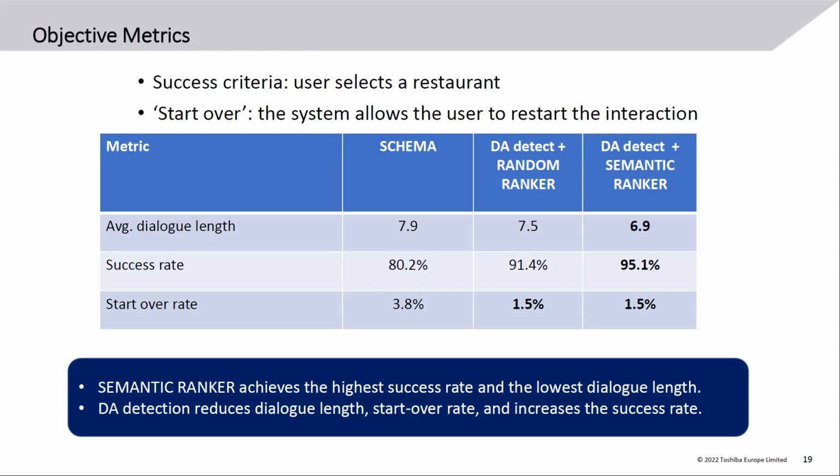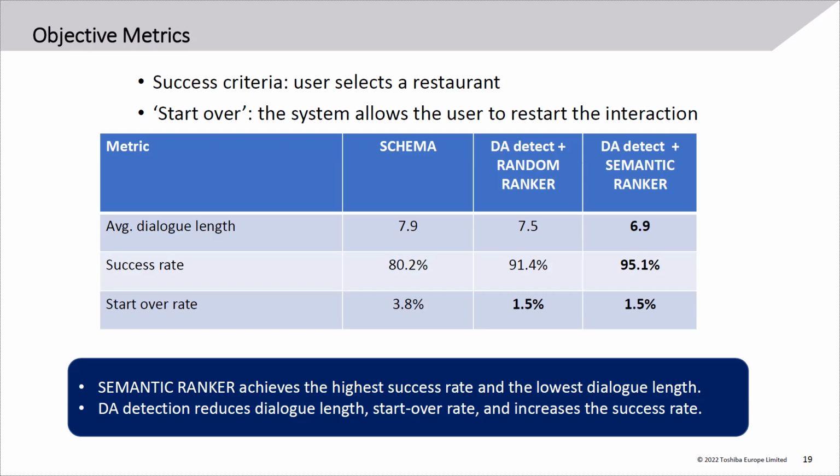So we here again observe that the semantic ranker achieves the highest success rate and the lowest dialogue length. And interestingly, the presence of dialogue act detection, which is present in the random ranker, also reduces the dialogue length and start over rate, and increases the success rate. So it's interesting, but we did not see this in the subjective questionnaire. In the subjective questionnaire, the semantic ranker outperformed the random ranker.